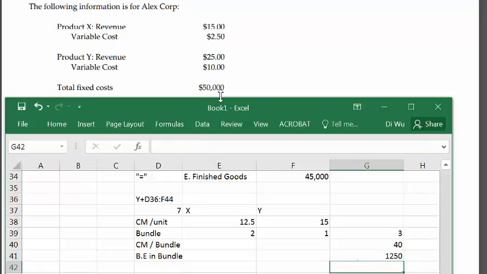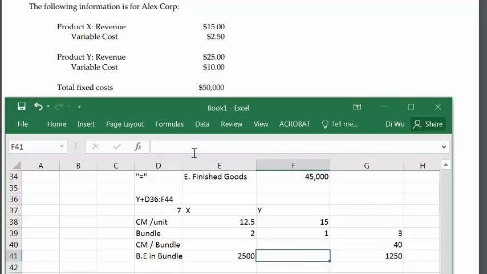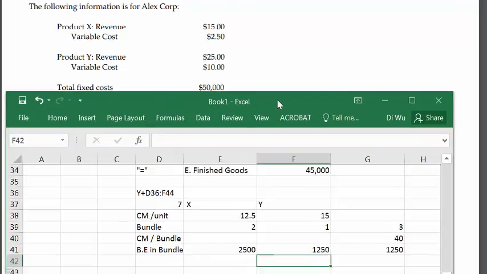So I get 1,250 bundles. Each bundle consists of 3 units, 2 of X and 1 of Y. So I can multiply the number of bundles by 2 to get the number of units of X, and multiply the number of bundles by 1 to get the number of units of Y. Now I can come to the answer choices to find the right answer.